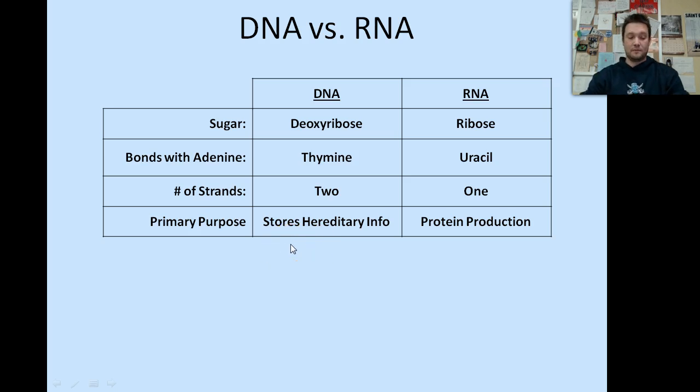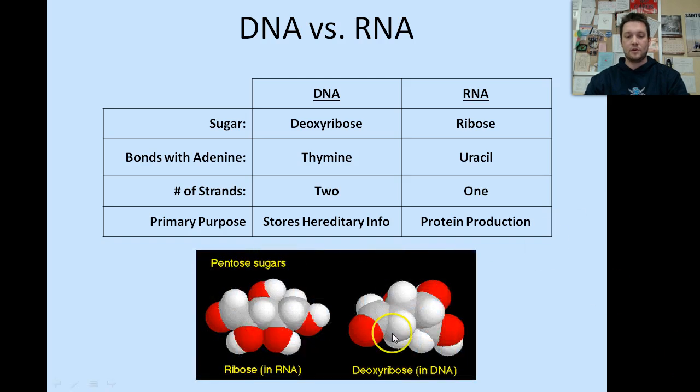Okay, their primary purposes are also different. DNA just stores information like a cookbook. Okay, and RNA has a few different purposes, all of them involved in the actual production of proteins, taking the information from DNA and getting it to the ribosome so we can turn it into a protein.